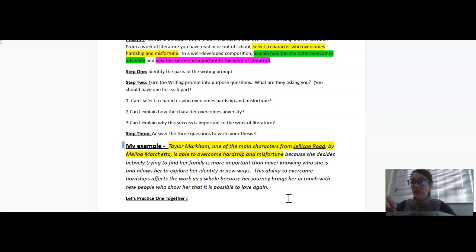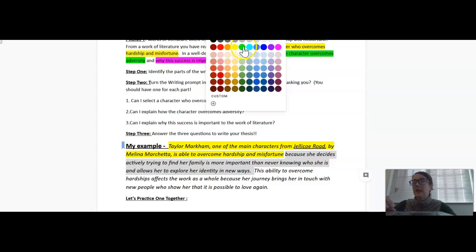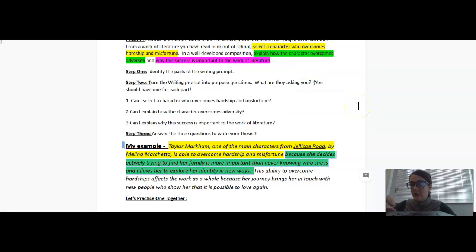Now the next question in green is, how did the character overcome adversity? Well, let's keep reading. Because she decides, so she makes a decision, that's part of the how. Actively trying to find her family is more important than never knowing who she is, and allows her to explore her identity in new ways. Okay, so how she did it, she made this decision to take action to find her family. That answers the question of how did she do it. It aligns to the piece in green.